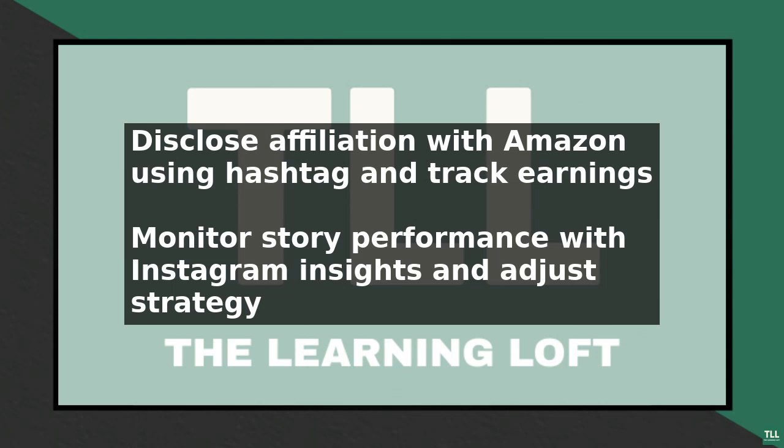Best practices for adding Amazon affiliate links to Instagram stories include using eye-catching visuals, being transparent with your affiliation, and promoting products that are relevant to your audience. By following these steps and best practices, you can effectively add Amazon affiliate links to your Instagram stories and earn commissions from sales.